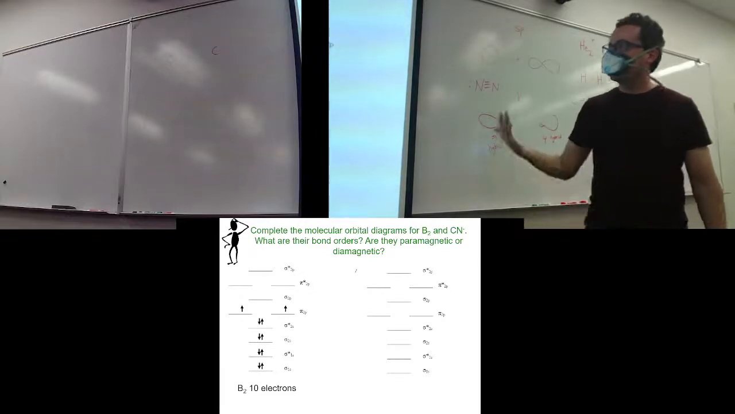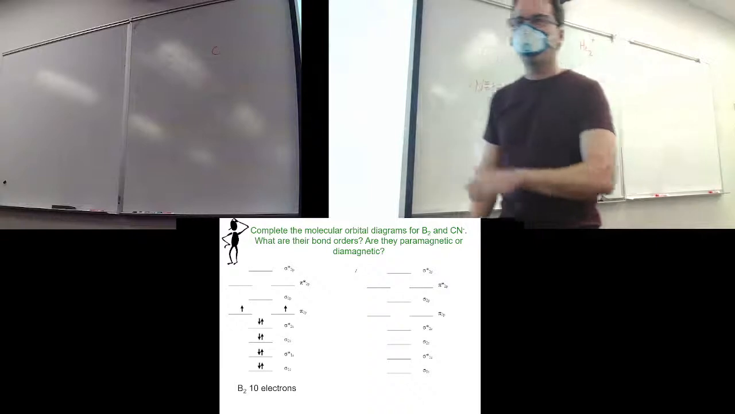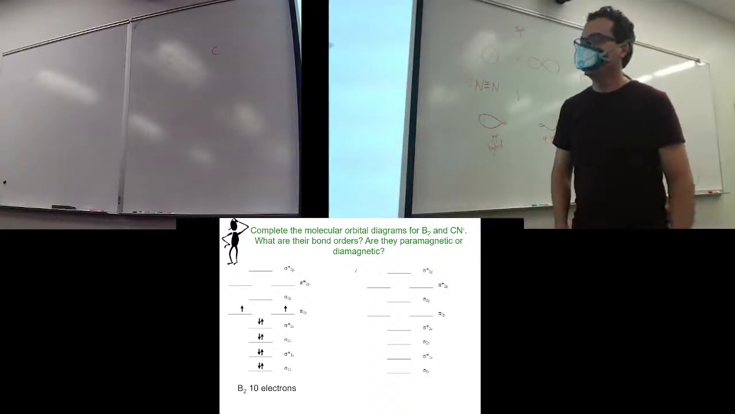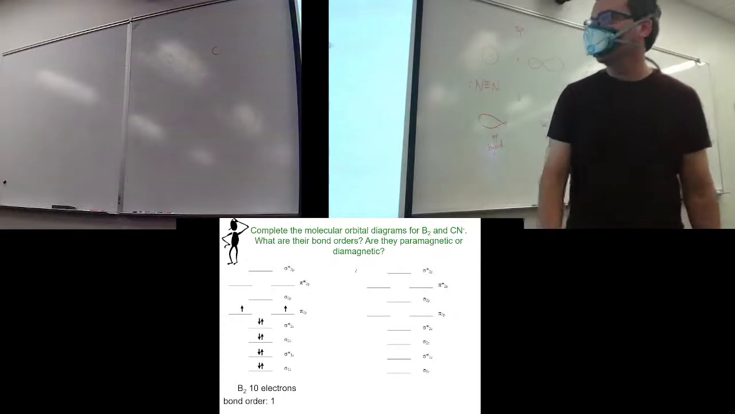And what's the bond order going to be? Well, 2 electrons plus 2 more, 4, plus 2 more, 6 electrons in bonding MOs, minus 4 electrons in anti-bonding MOs. 6 minus 4 is 2, times a half is 1. There's a bond order of 1. A single bond between these 2 borons.